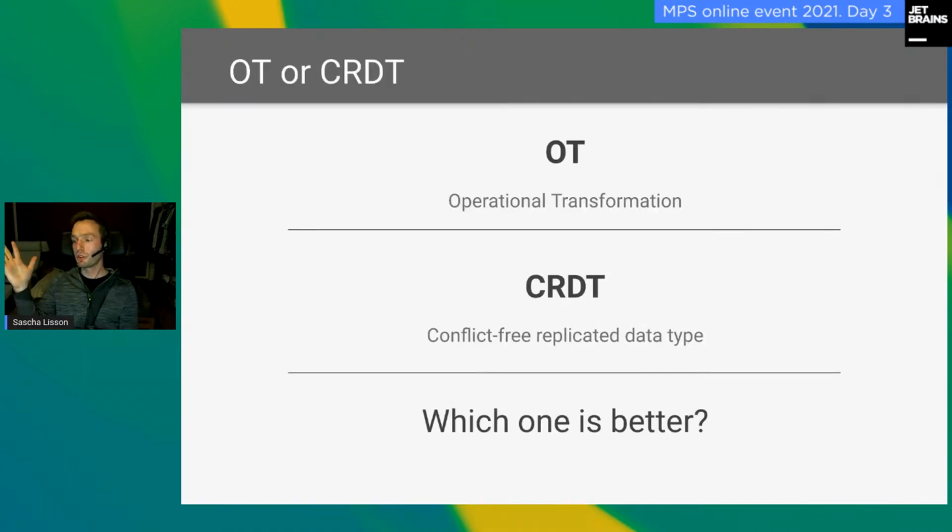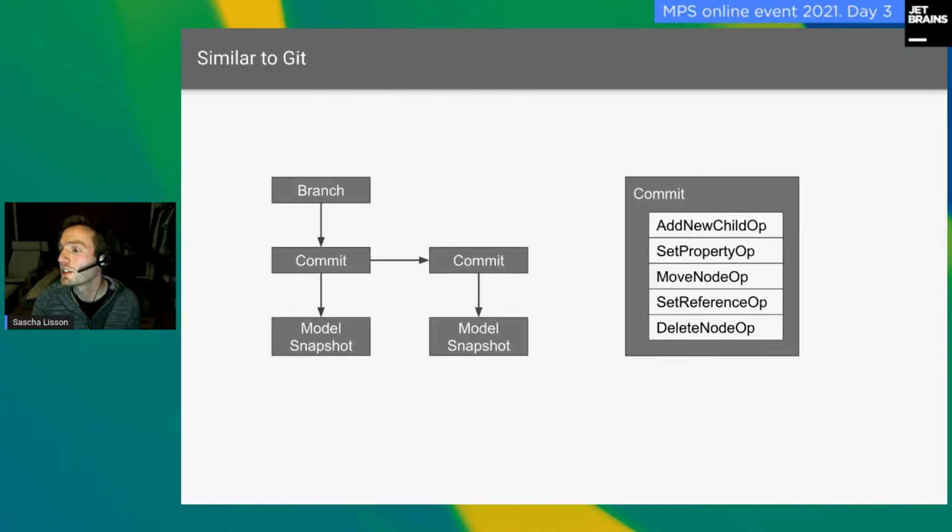So there are two approaches to this problem. One is operational transformation, the other is CRDT, conflict-free replicated data types. I don't want to answer the question which one is better, and I don't want to go into the details of these two approaches, because for Modelix, I didn't use any of these. I used a third approach, and this is how it works.